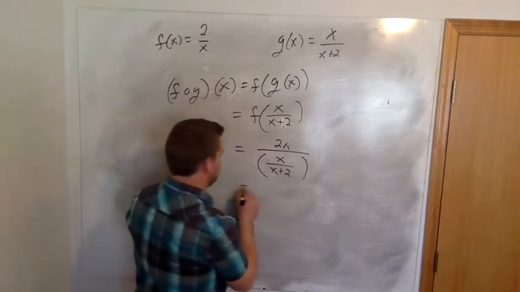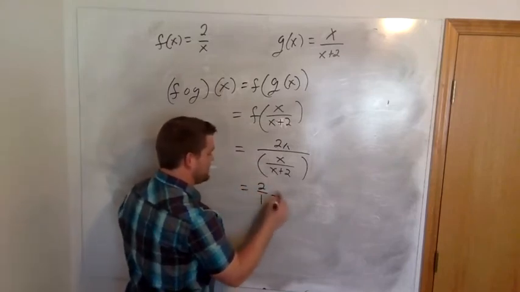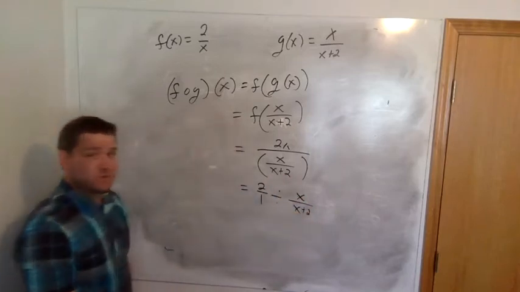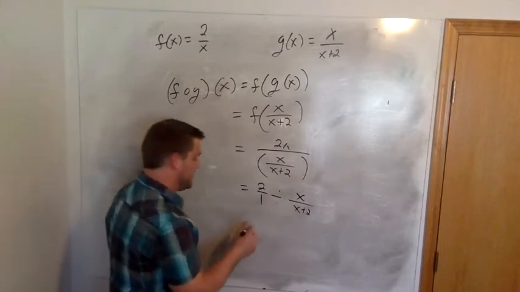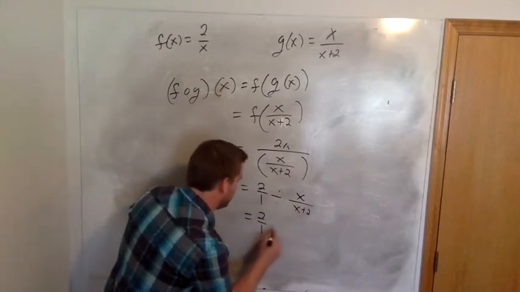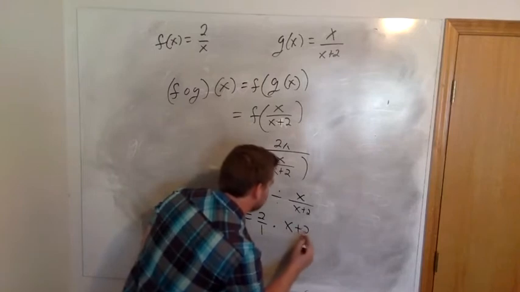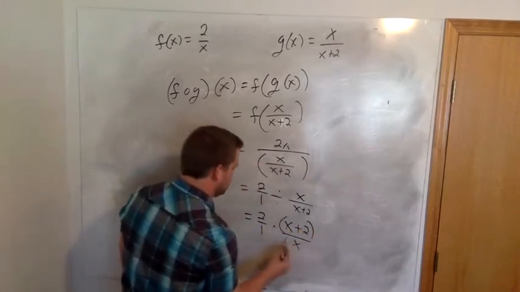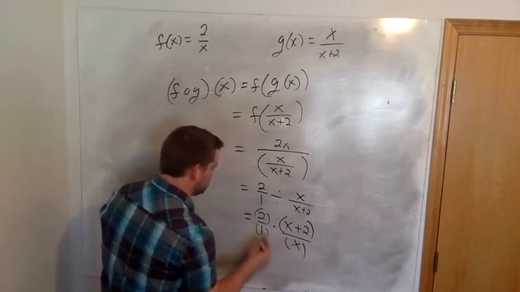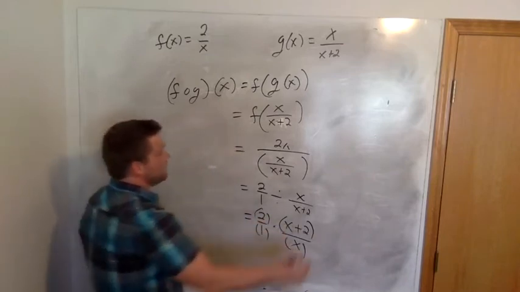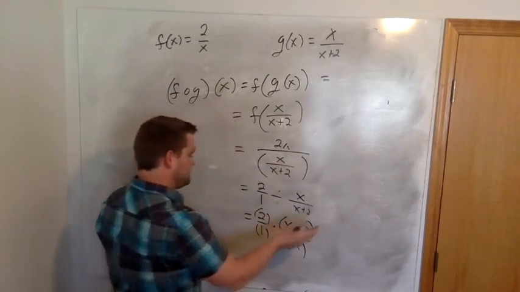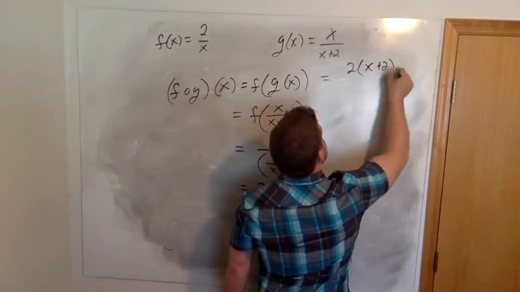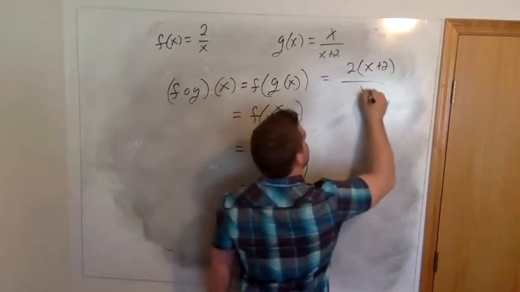So what is this saying? This is saying I'm taking 2 over 1 and I'm dividing it by an x over x plus 2. So remember how we divide fractions, we flip and multiply. So this is 2 over 1 times an x plus 2 all over x. I'm going to be paranoid about parentheses here. Okay, so now we're going to multiply straight across, and we're going to get 2 times an x plus 2 all over x.